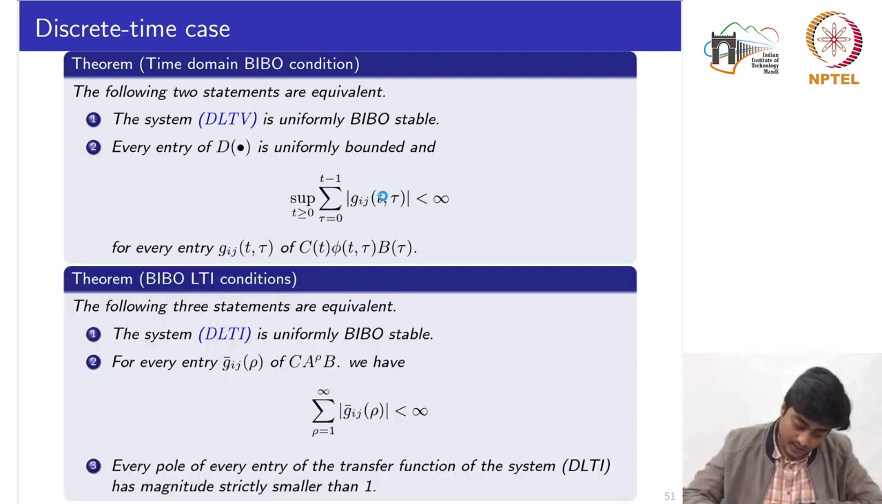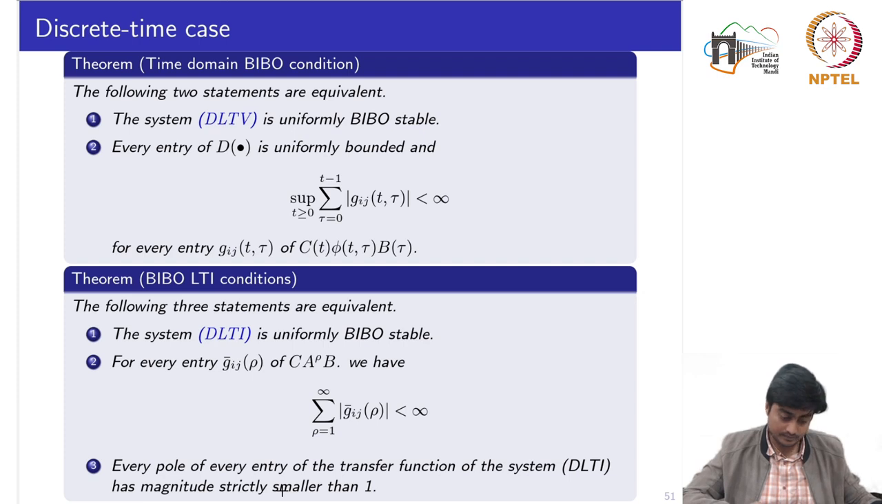We can also see the conditions for the LTI system. We say that the linear time invariant system is uniformly BIBO stable if and only if for every entry G bar ij of CA^ρB we have this condition. And the third statement is in the frequency domain, which says that every pole of every entry of the transfer function of the system DLTI has magnitude strictly smaller than 1. Basically it should be inside the unit circle.